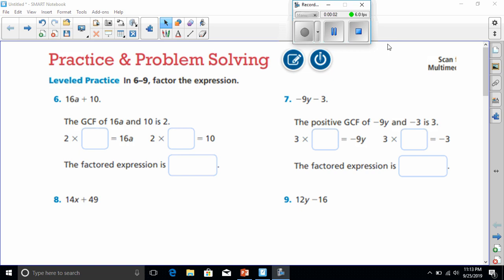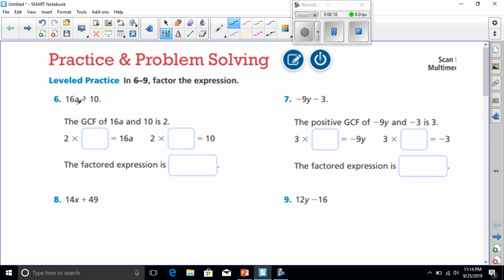Today we're going to be factoring expressions. I'm going to do the practice and problem solving. I'm going to go ahead and do the even ones. Let's start with number one. Let's factor the expressions from 6 through 9.